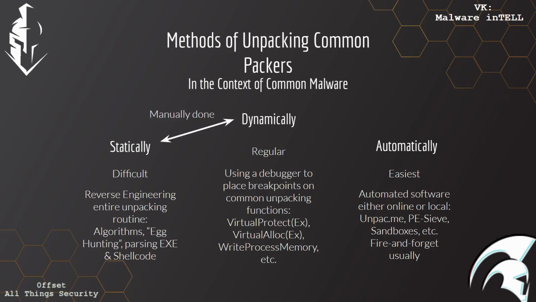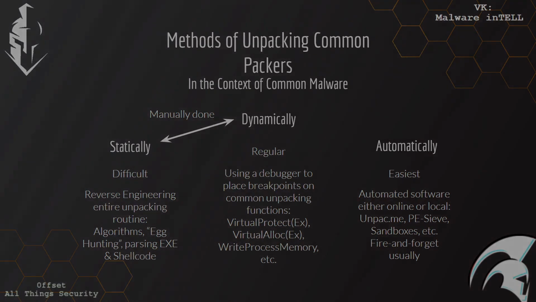So static and dynamic unpacking are obviously manually done, whereas automated is done automatically. So we're going to be focusing on dynamic unpacking as it's the most reliable. You don't need to worry about any offsets being wrong or anything being incorrect. And once you've got the hang of doing it dynamically, you can then start doing it automatically, because then if something goes wrong, you have an idea of how to figure out what's gone wrong.